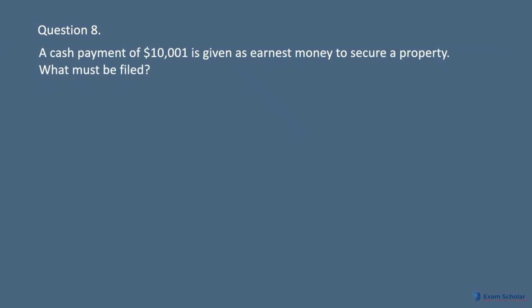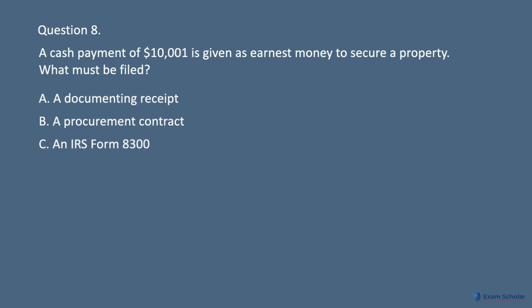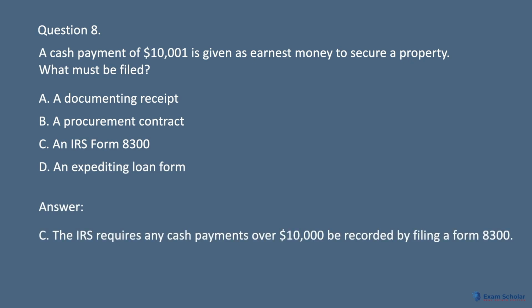Question 8. A cash payment of $10,001 is given as earnest money to secure a property. What must be filed? A. A documenting receipt. B. A procurement contract. C. An IRS Form 8300. D. An expediting loan form. Answer C. The IRS requires any cash payments over $10,000 be recorded by filing a Form 8300.